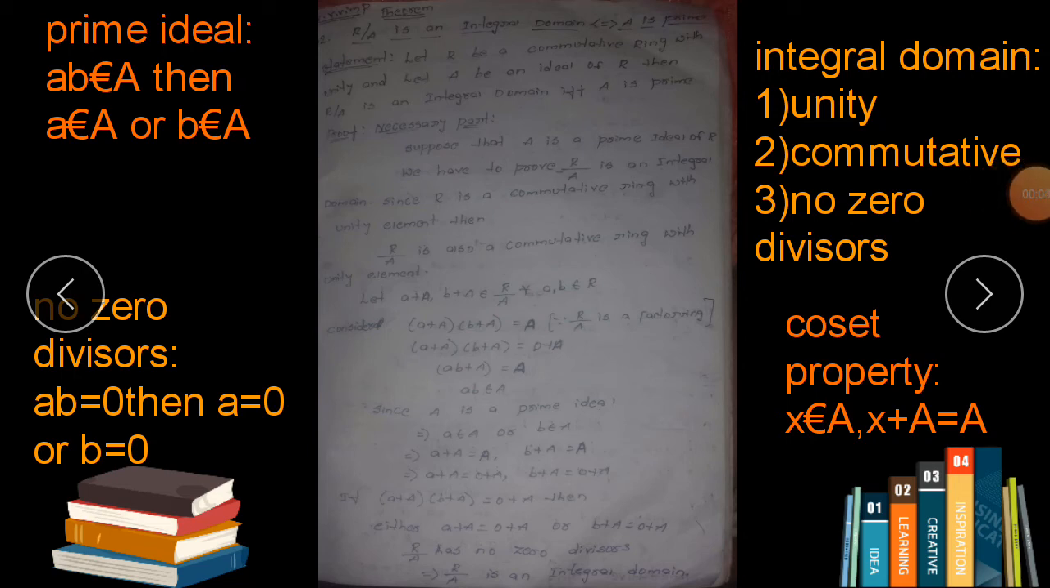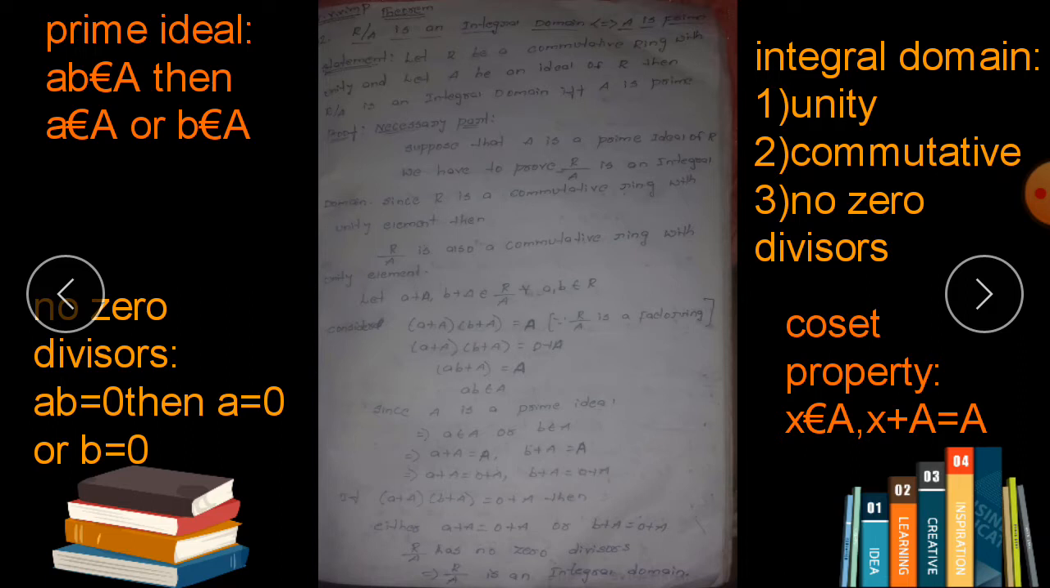Hello girls, here in this video I am going to explain the theorems on prime ideal and maximal ideal definitions. First theorem: R/A is an integral domain if and only if A is prime. Statement: let R be a commutative ring with unity and let A be an ideal of R, then R/A is an integral domain if A is prime.